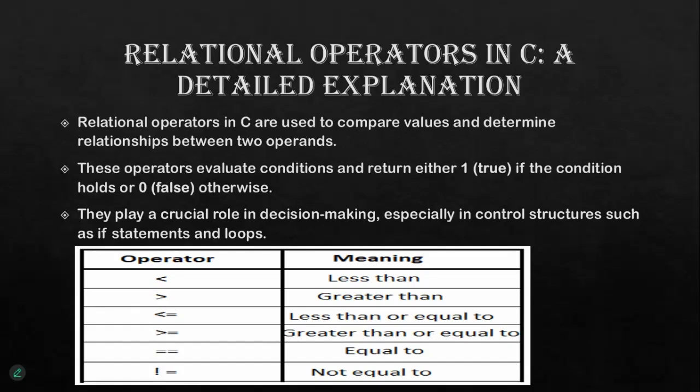So the relational operators are here: the sign of the operator, and the meaning of the operator. At first the less than, then greater than, then less than or equal to, then greater than or equal to, and not equal to. So let's dive into the meaning of every operator.